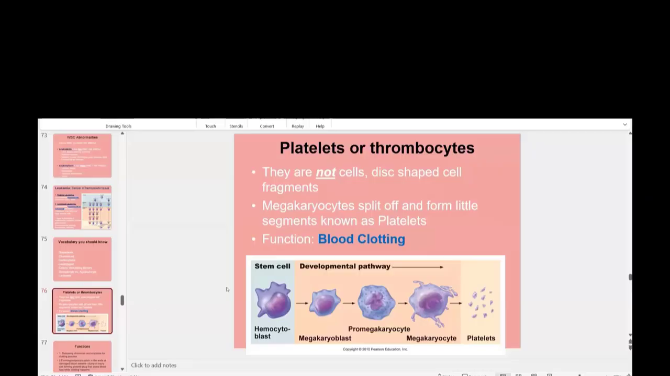So now we again go back to the stem cell, that is a hemocytoblast over here, and that's the mother cell, and from there it will differentiate into a megakaryoblast. Mega means large, karyo means nucleus, and blast, from the progenitor cell. This one is ultimately going to form a promegakaryocyte and then a megakaryocyte, and then it will shred off into platelets.